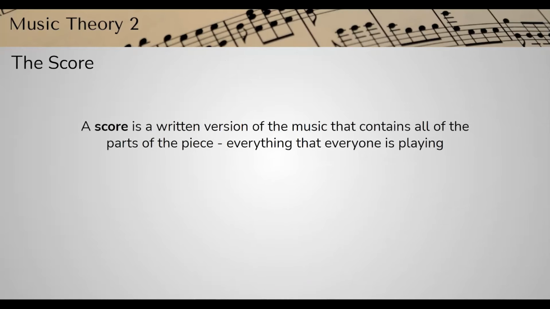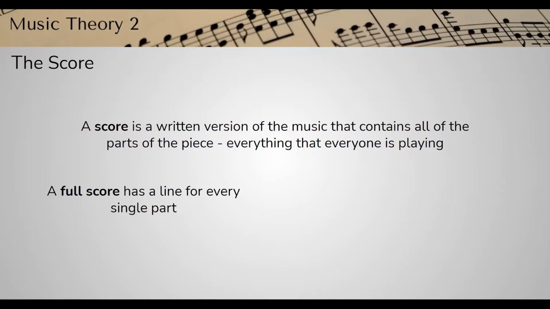So let's talk about what a score is. A score is just a written version of the music that contains all of the parts of the piece. So a score has everything that all of the musicians, all the singers, that everyone is playing or singing. It's used by a conductor to make sure everybody's doing the right thing. It's used by composers so that they can write everything and see it all happening at once. And it's used in theory to analyze what's happening in a piece of music. And there are different kinds.